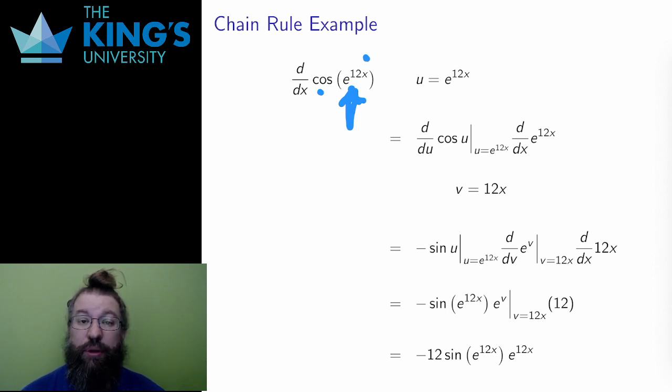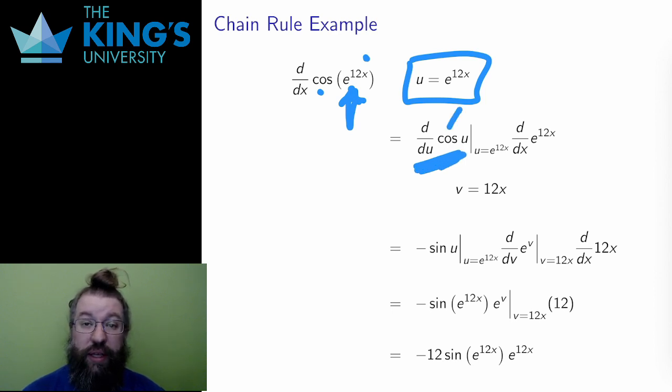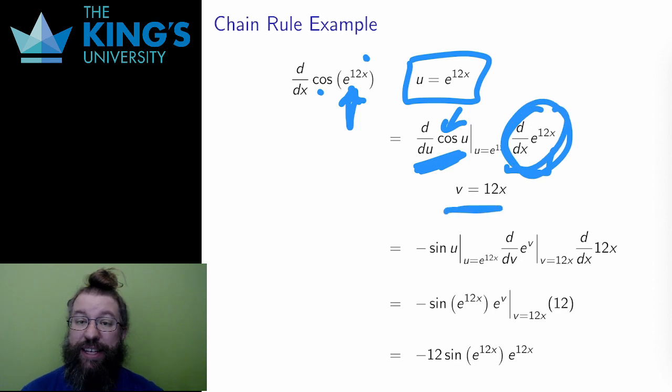First, I label the inside function u. When I choose how to break apart a composition for the chain rule, I want to make the outside function a function I can differentiate. Cosine u is something I know how to handle. Then I multiply by the derivative of the inside. Then in the second piece, I label the inside again, and I'll use a different temporary variable here, v instead of u, and label v equals 12x.